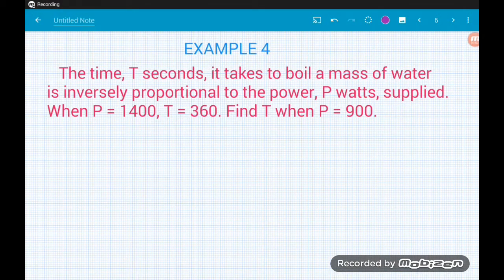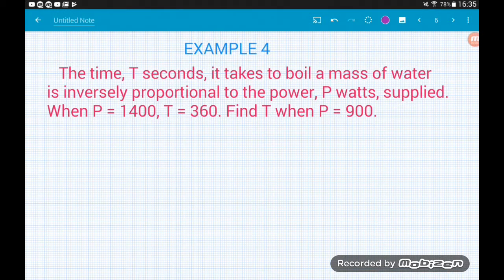Okay, example 4. So the numbers don't always stay nice and small or easy to deal with, and this is a good example of just that. The time, T seconds, it takes to boil a mass of water is inversely proportional to the power P watts supplied. When P equals 1400, T equals 360. Find T when P equals 900.